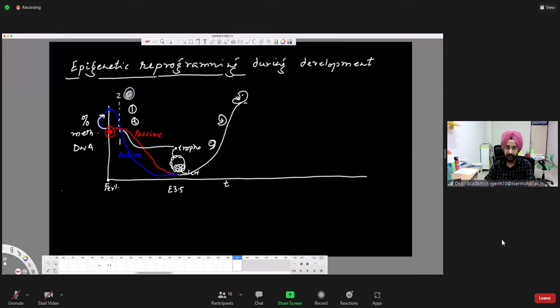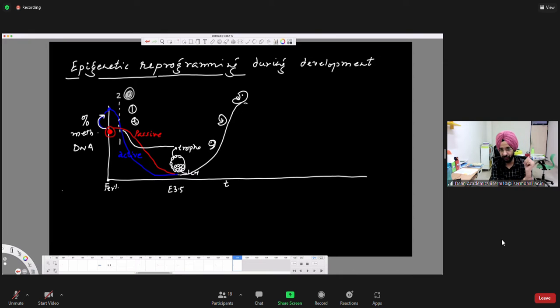So a lot of the methylation, of course, now, not whole genome. This y-axis doesn't go to 1. It's not like 100% of the genome is methylated.